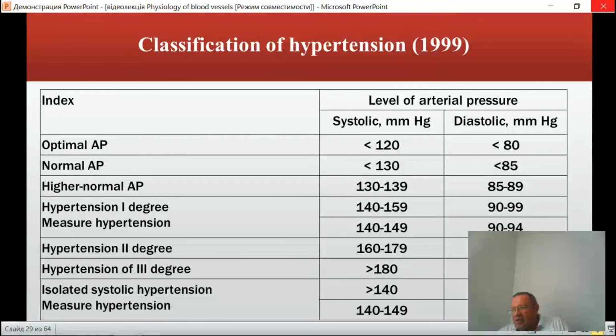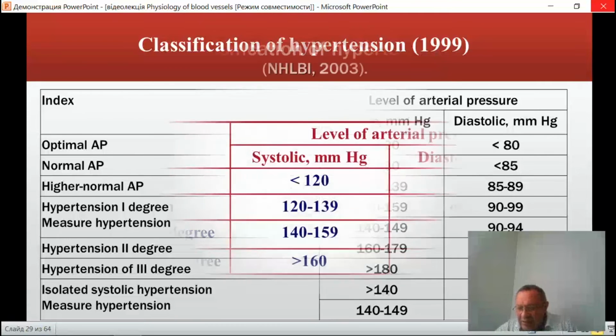Normal arterial pressure is near 130 millimeters of mercury and diastolic 85. Higher normal arterial pressure is between 130 to 139 and diastolic between 85 and 89. Here you can see the difference in degrees of hypertension: first, second and third degree, and isolated systolic hypertension.